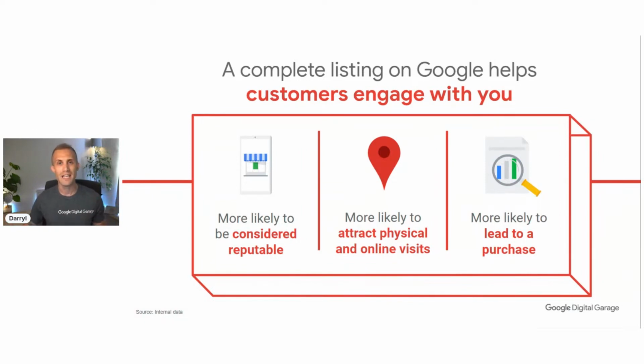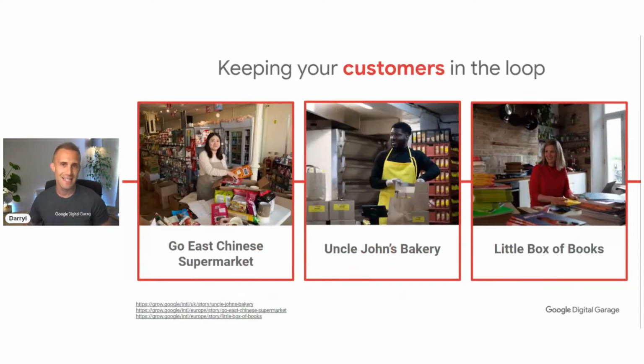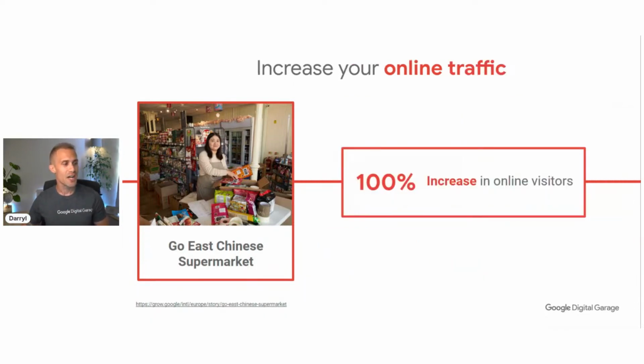So let's put this in perspective. I can talk about this for days, but let's jump into a couple of great case studies that I would love to highlight. On your screen right now, you can see case studies of 3 businesses that have listed themselves on Google Maps. Number one is Go East Chinese Supermarket, a fantastic story that I'll be jumping into shortly. We've got Uncle John's Bakery and the Little Box of Books. Let's jump into a couple of their stories. But as I go through these stories, I really just want to bring across that everyone has the ability to do this.